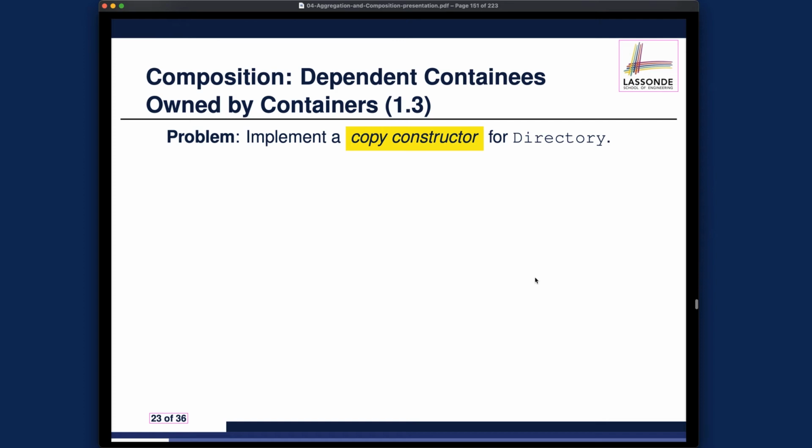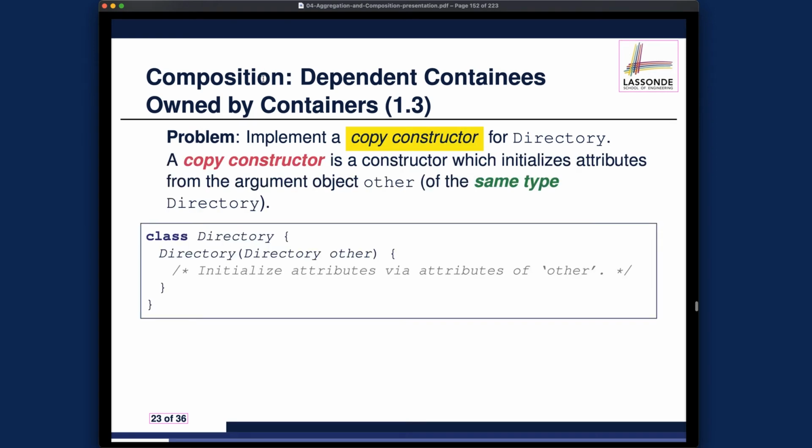Okay, second example. We want to talk about the idea of a copy constructor. So the name sounds a little bit fancy. Think about a copy constructor as simply just a constructor, but its purpose is actually to copy attributes from another object of the same type. So that's the definition for copy constructor. So let's read it. A copy constructor is simply a constructor which initializes attributes from the argument object other. You can see other over here, and it's definitely a constructor. There should be a public. I just didn't have space.